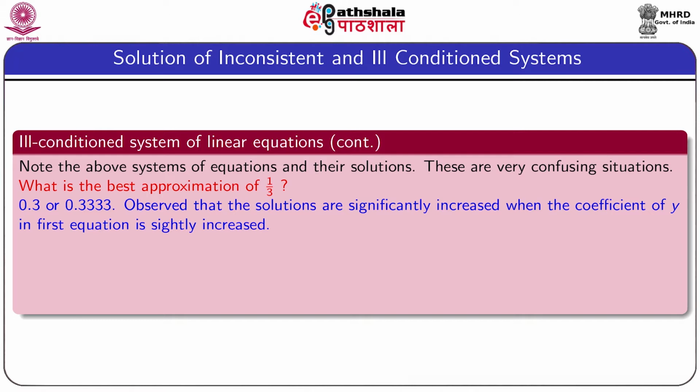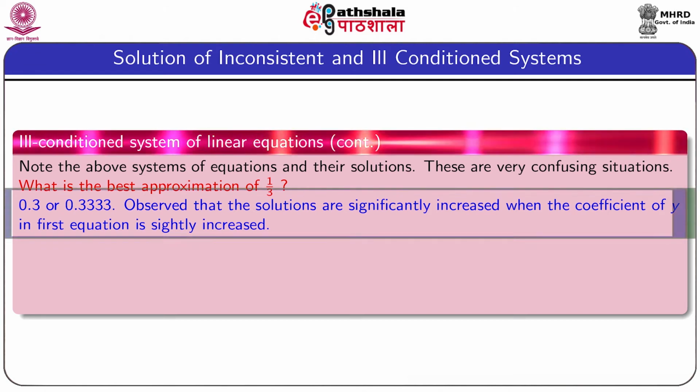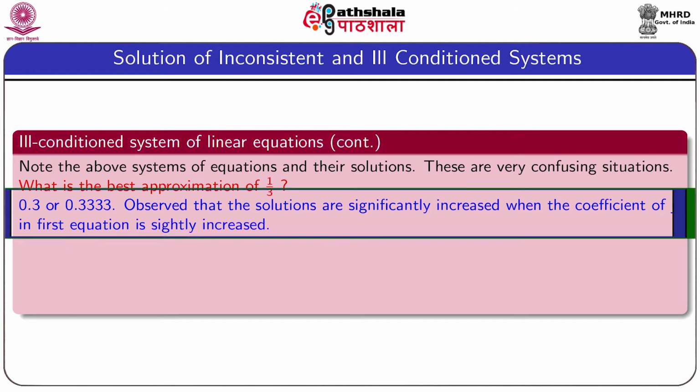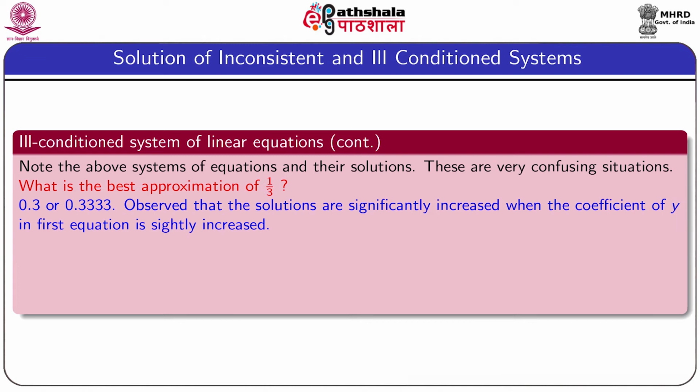Note that the above system of equations and their solutions are very confusing situations, but the question is, what is the best approximation of 1/3? Is it 0.3 or 0.3333? Observe that the solutions are significantly increased when the coefficient of y in the first equation is slightly increased.